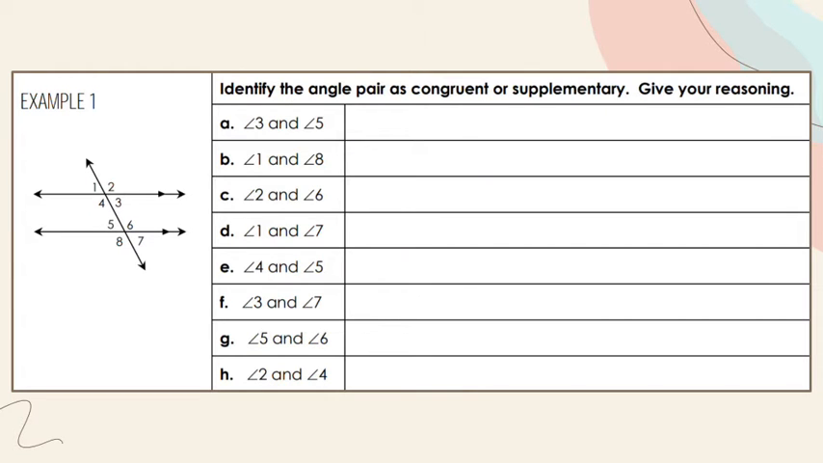So this tells us to identify the angle pairs congruent or supplementary and give reasons. So those reasons are just going to be the type of angle pair that they are from the section above. So angle 3 and angle 5, these are going to be congruent. So you can just put congruent like that. You can abbreviate. And the reason they are congruent is because they are alternate interior angles. Angle 1 and angle 8. These are going to be supplementary. And the reason they're supplementary is because they are consecutive exterior angles.